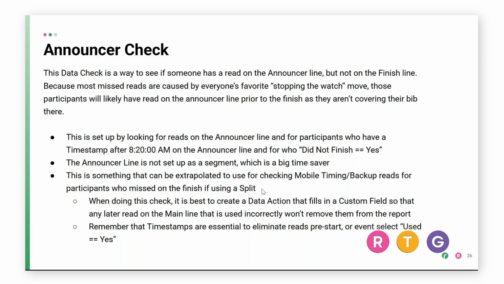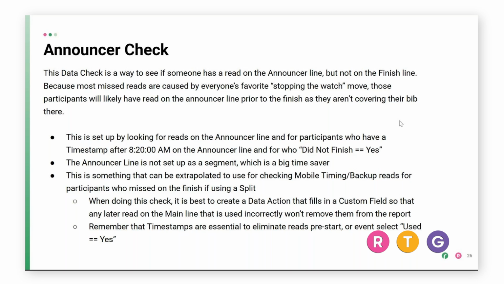And so those participants will likely have a read on the announcer line if they miss on the finish because they're not covering the bib there. So this is set up by looking for reads on the announcer line and for participants who have a timestamp after 8:20 a.m. on the announcer and whose did not finish is yes. The announcer line's not set up as a segment, which is very useful because you don't have to set up a segment to do this.